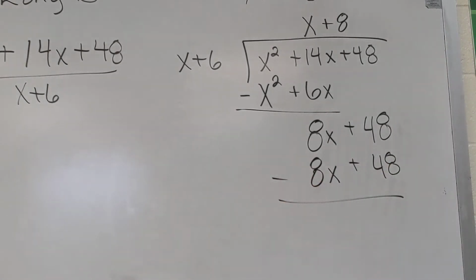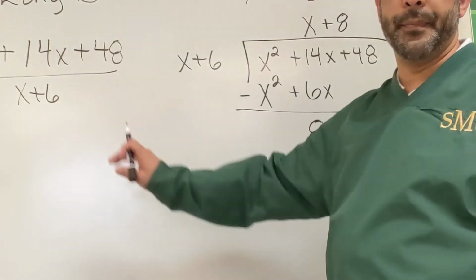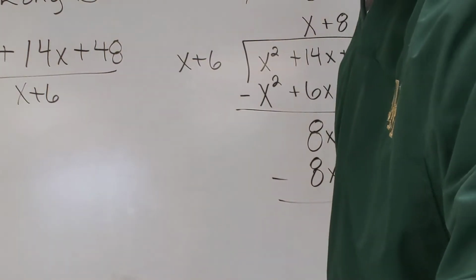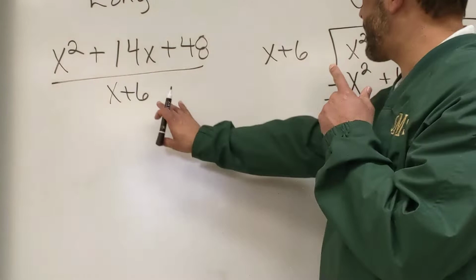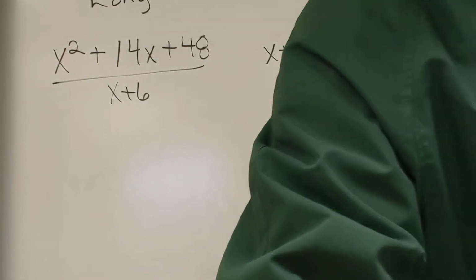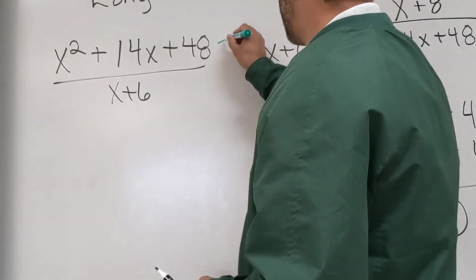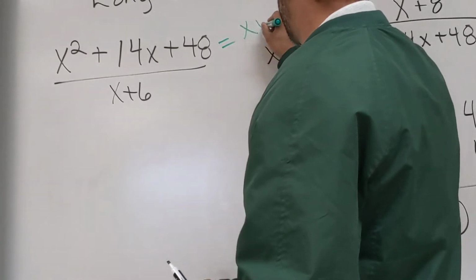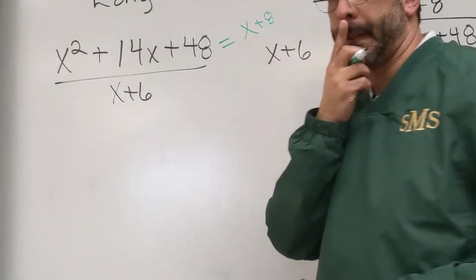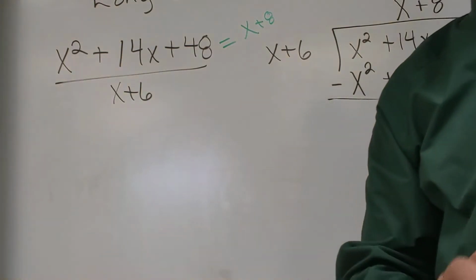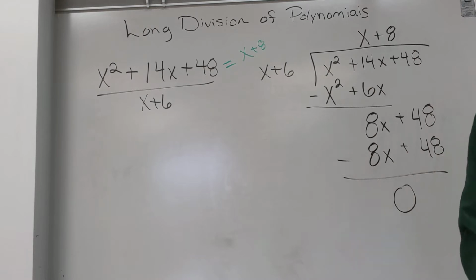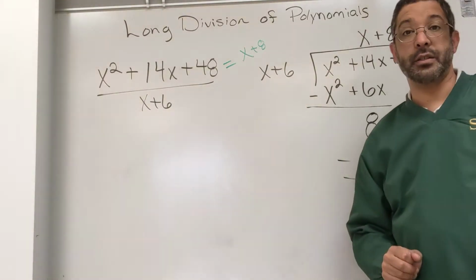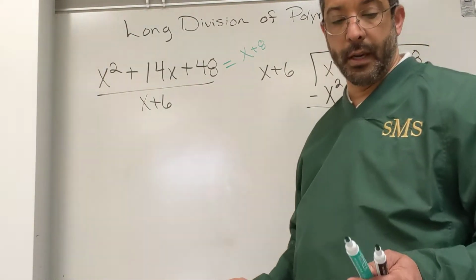When I subtract, I'm left with 0. So when I look at this problem here, when I ask myself what is x squared plus 14x plus 48 divided by x plus 6, my answer to this problem is going to be x plus 8. Now, the opposite of division is multiplication. So just for sake of illustration, you can use multiplication to check this math that we already did.